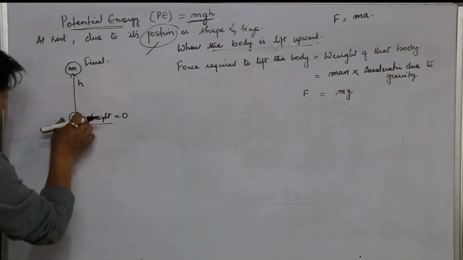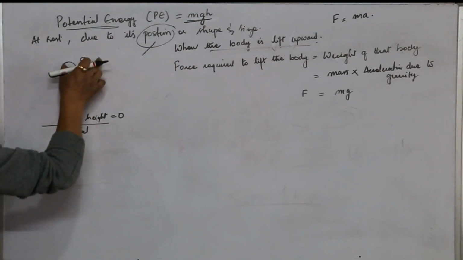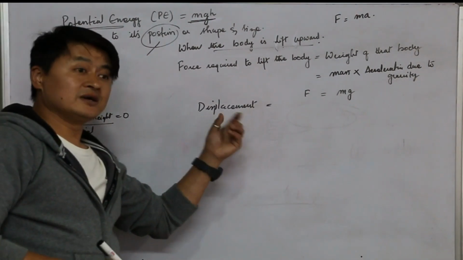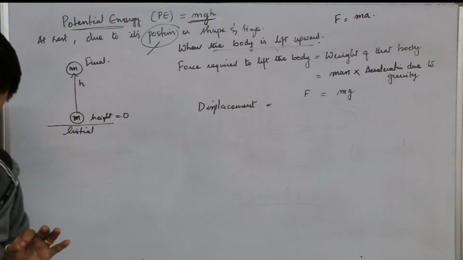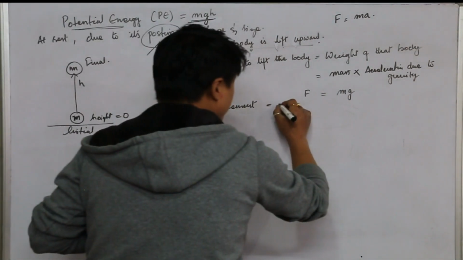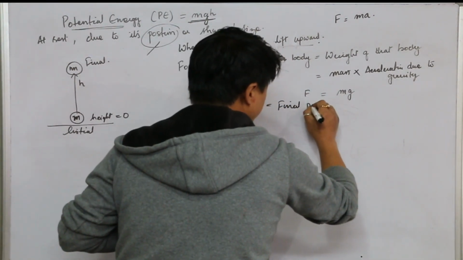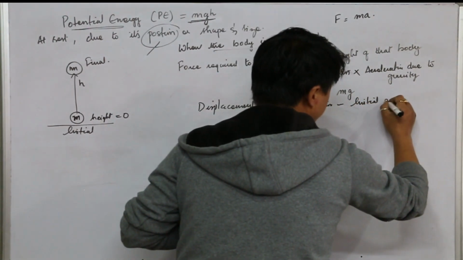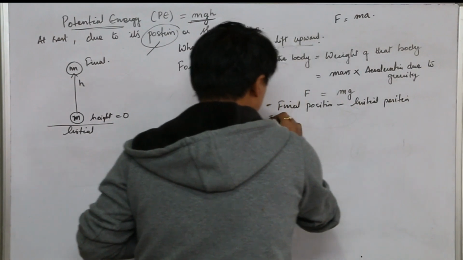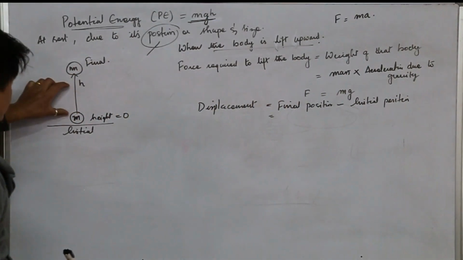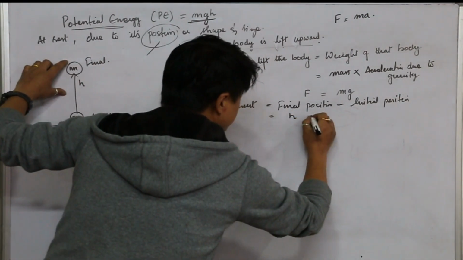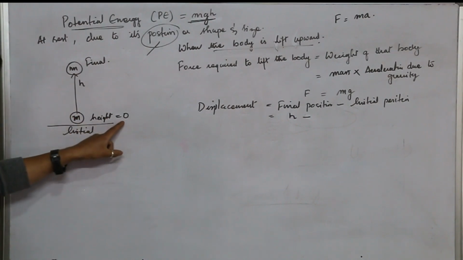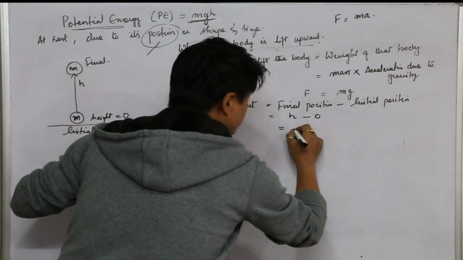And similarly, when the body is lifted from the initial position to the final position, there will be some displacement of the body. Displacement is the shortest distance between the initial and the final position of the moving body. That means final position minus initial position. Finally the body is lifted to height h. Final position is h. Initially the position of the body was on the ground, where height is 0. So displacement is h minus 0, which is h.